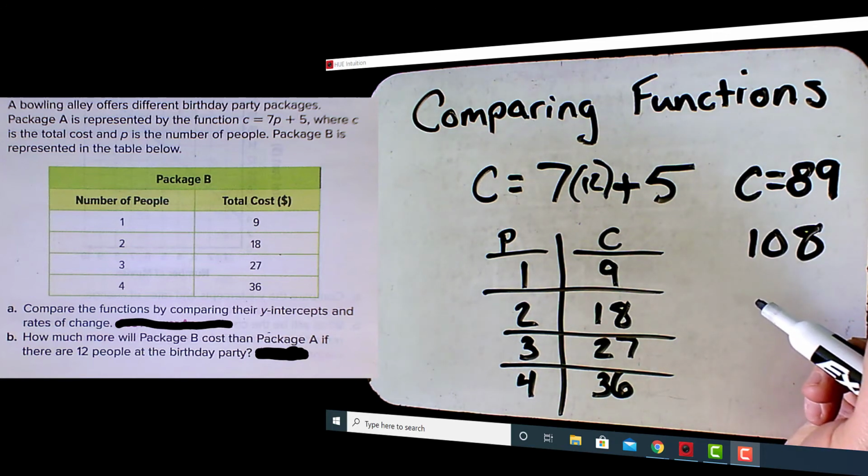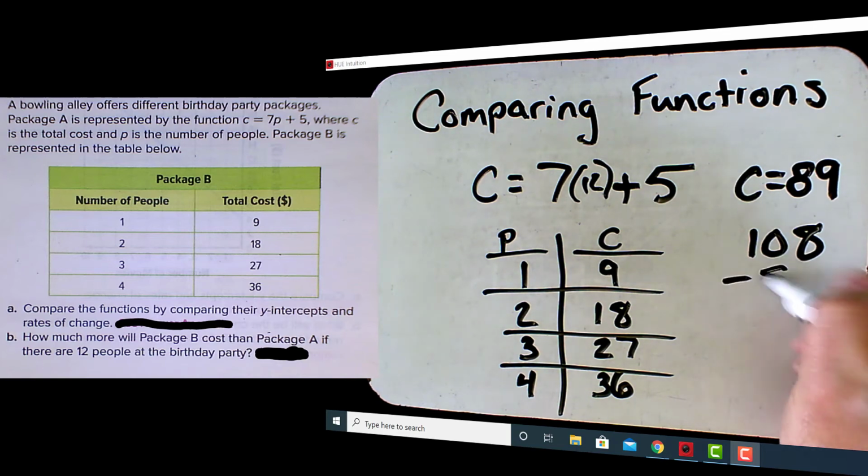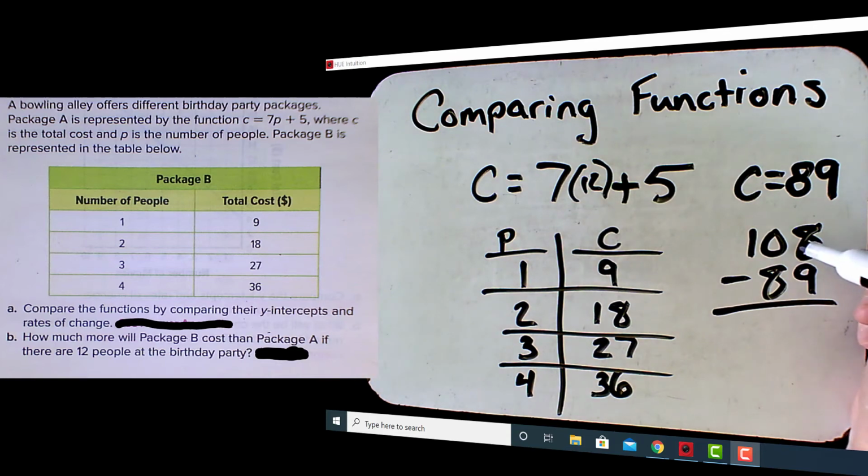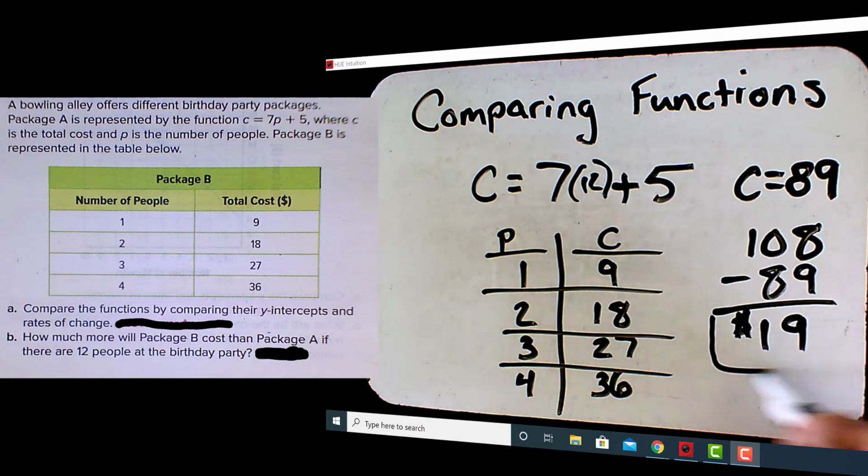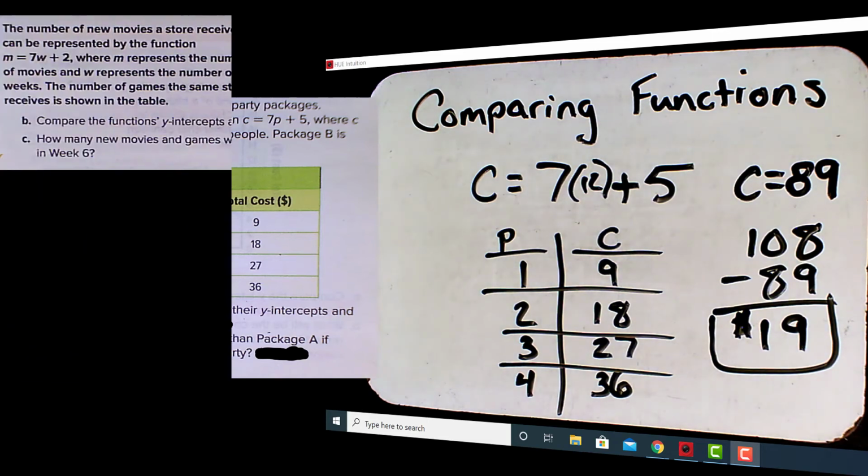Now it wants to know the difference, or how much more package B will cost than package A. So to find out how much more, all I've got to do is subtract the cost of A from the cost of B. And that's going to get me $19. So the difference between package A and package B is $19. That's the answer for B.